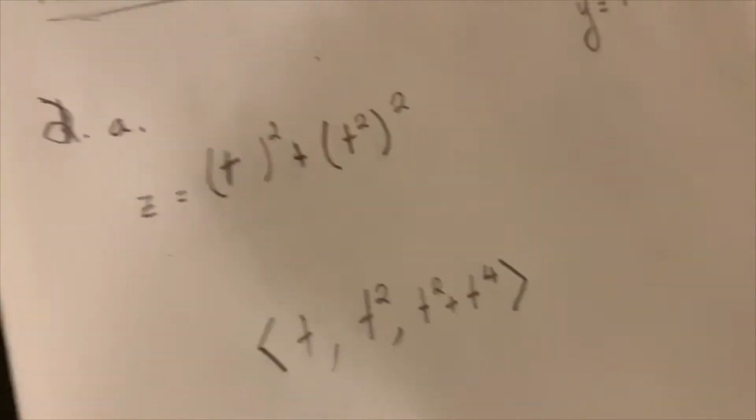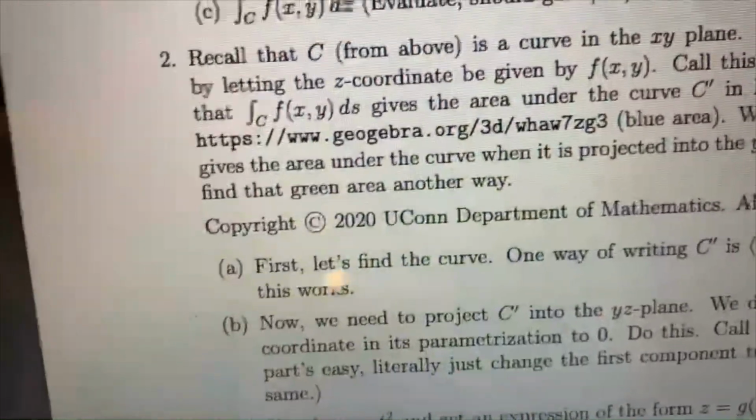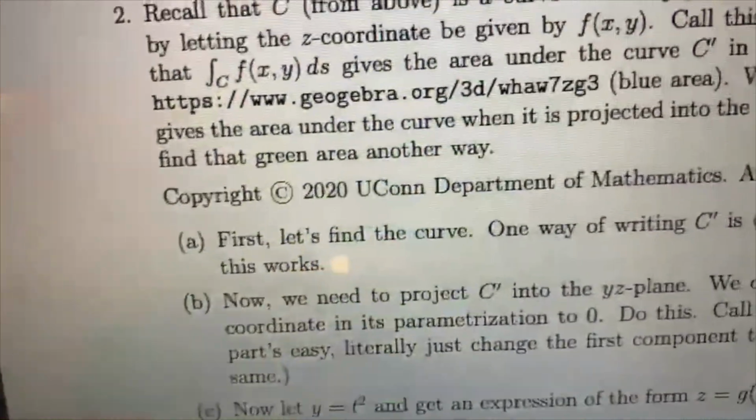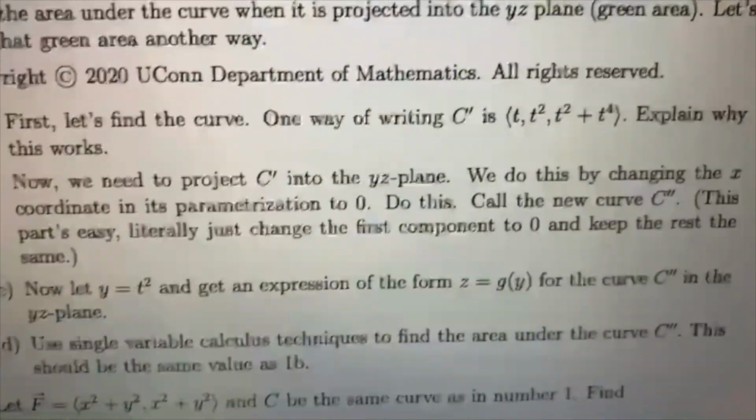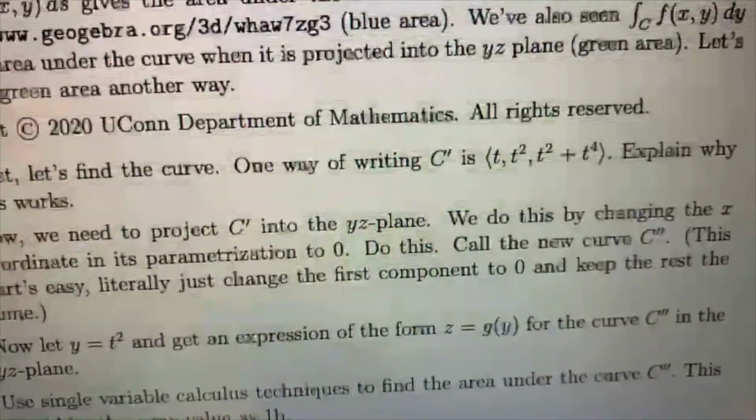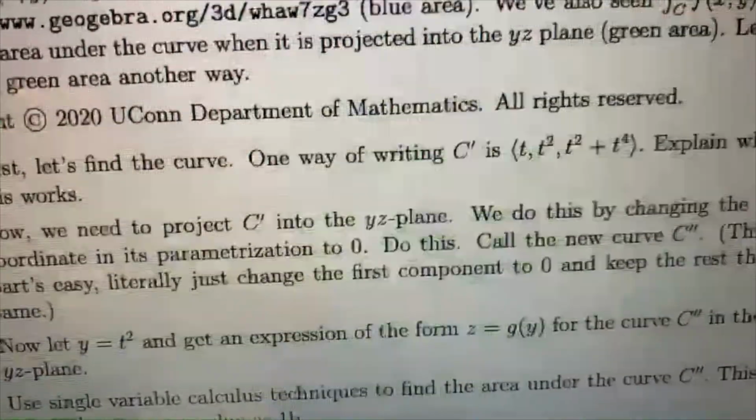So for the first question, 2a, we're trying to prove why the new curve C prime can be written as t squared, t, t squared plus t to the power 4. So basically how they derive this is pretty simple. The parameterization of the respective y and x components is t squared and t.